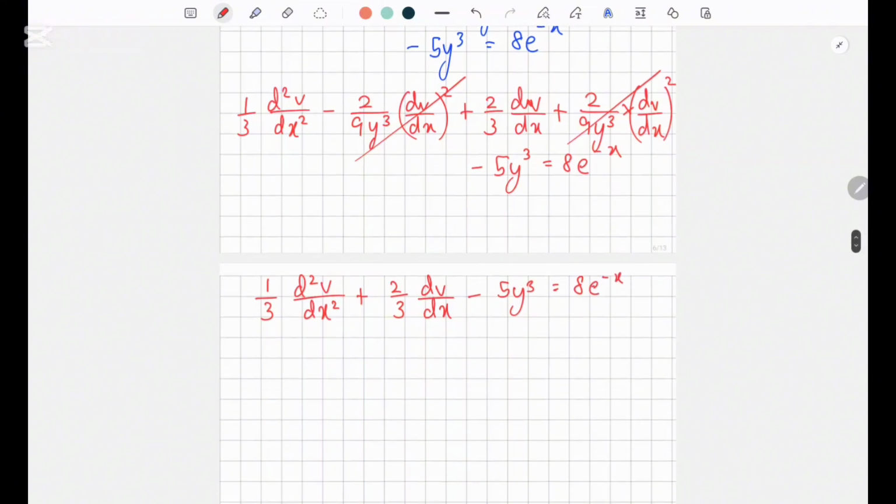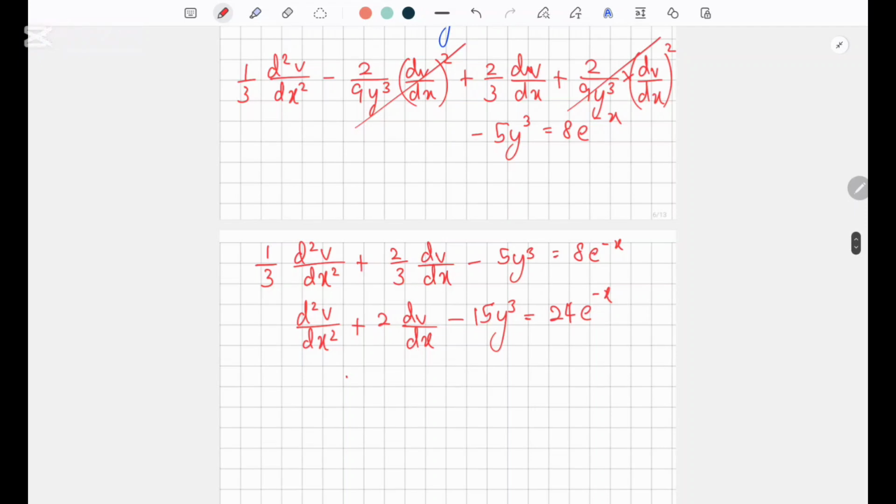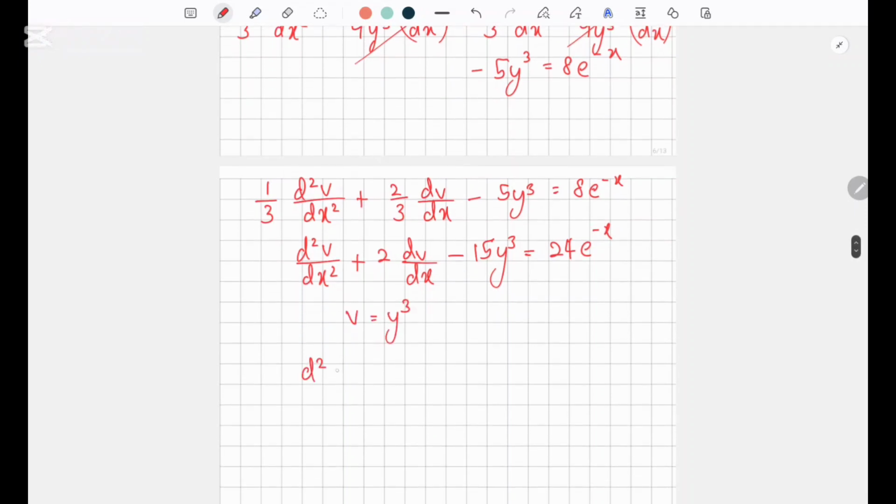So now let's multiply everything by 3. So now you have the second derivative plus 2 dv over dx minus 15y to the power 3 equals 24 e to the power minus x, right? So now we had the substitution of v equals y to the power 3, right? So now we can put in the second derivative plus 2 into the first derivative minus 15v equals 24 e to the power minus x.